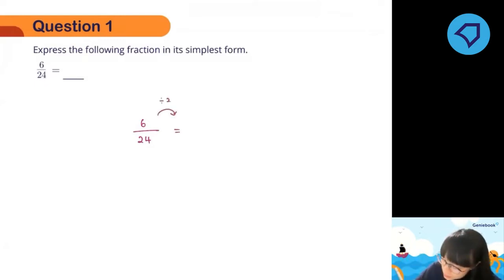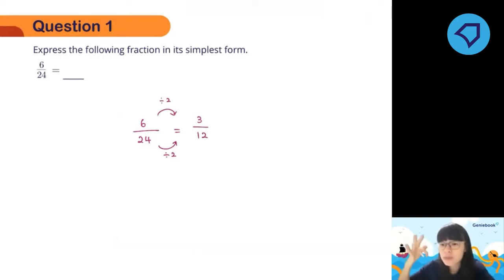If we divide it by 2 and divide by 2, what do you guys get? Let's do the numerator first. 6 divided by 2 is equal to 3. How about 24 divided by 2? 12. Thank you very much. Now, 3 and 12. Do you think each of them can be divided by the same number again? 2 you cannot do.